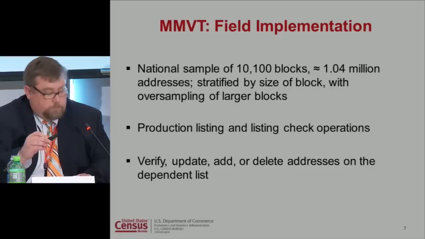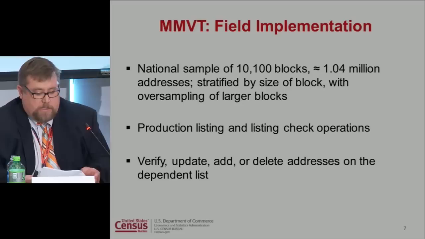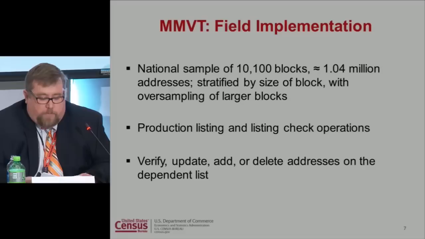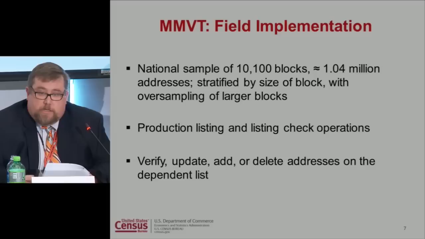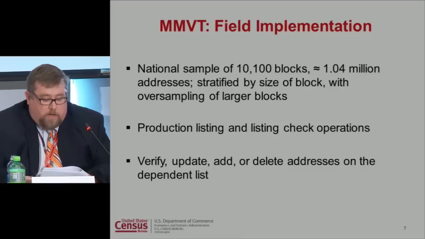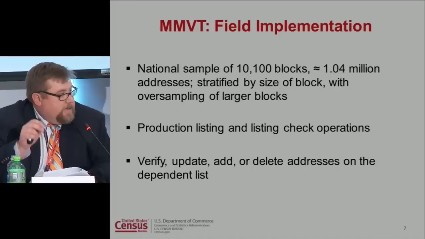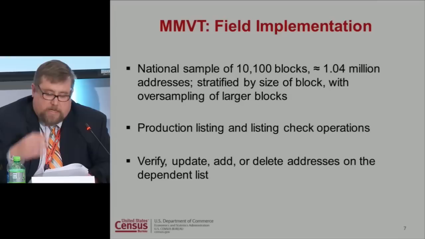Jill mentioned a moment ago that the MMVT field implementation is complete. There was a national sample of 10,100 blocks, which represents just over a million addresses. Production listing and listing check operations are complete. We ended up employing 822 listers to complete this work, and it was a combination of current survey field staff as well as new hires. This is the traditional full block canvassing, so we went out, we verified, updated, added, deleted addresses. So we worked ground to book as we have in the past.